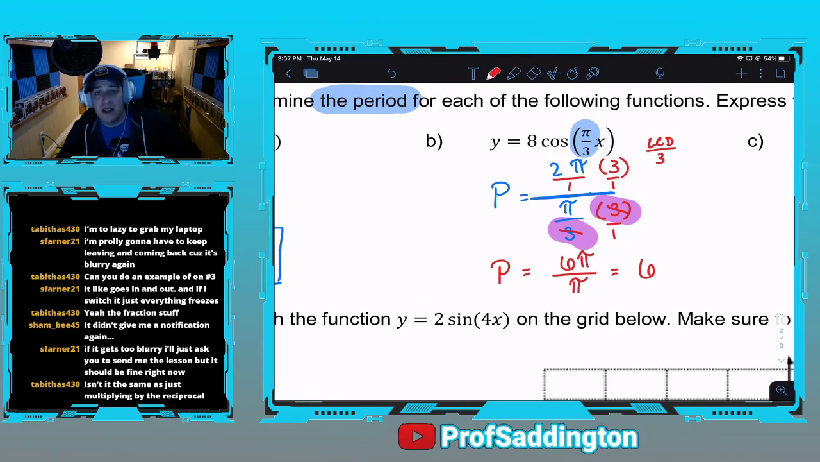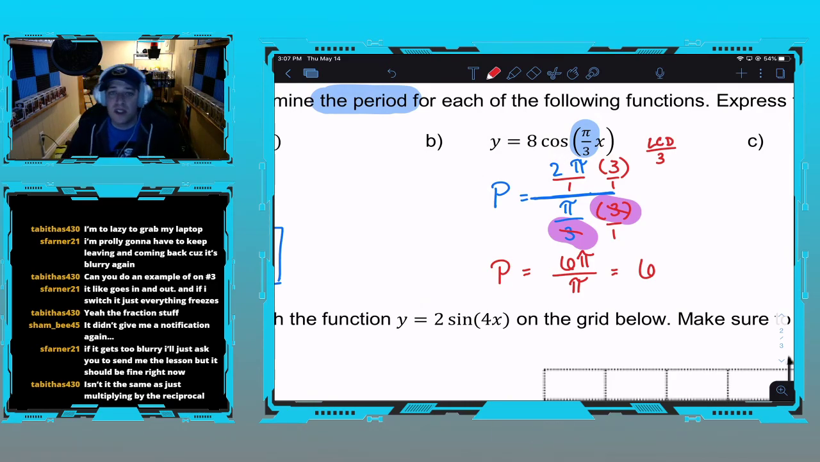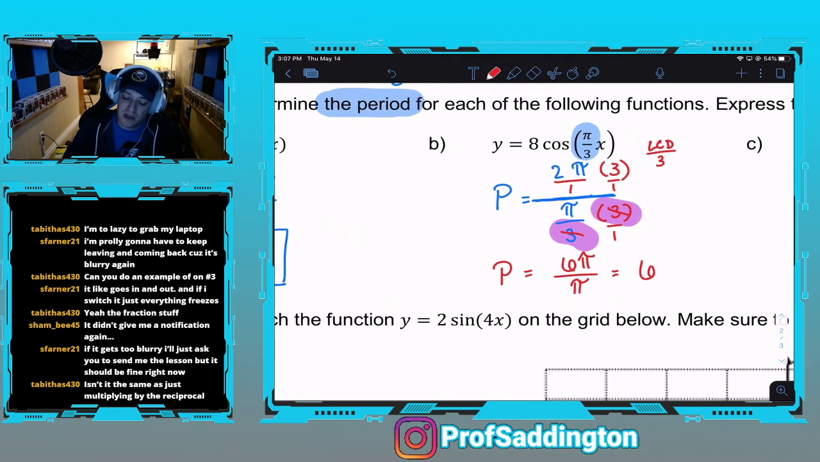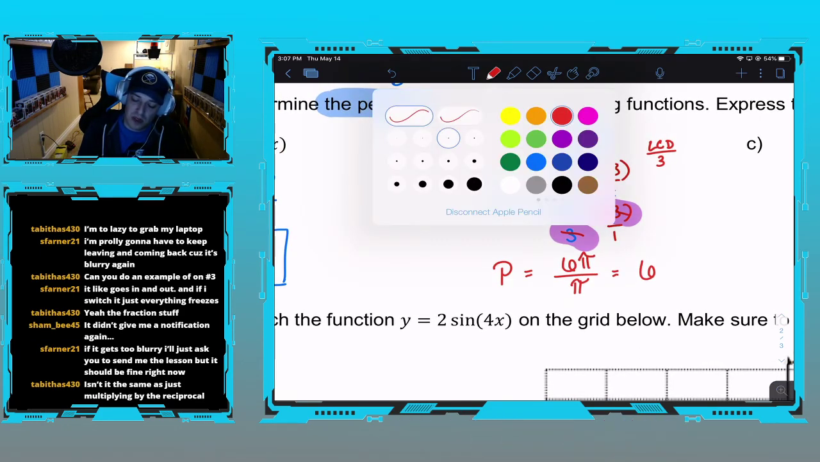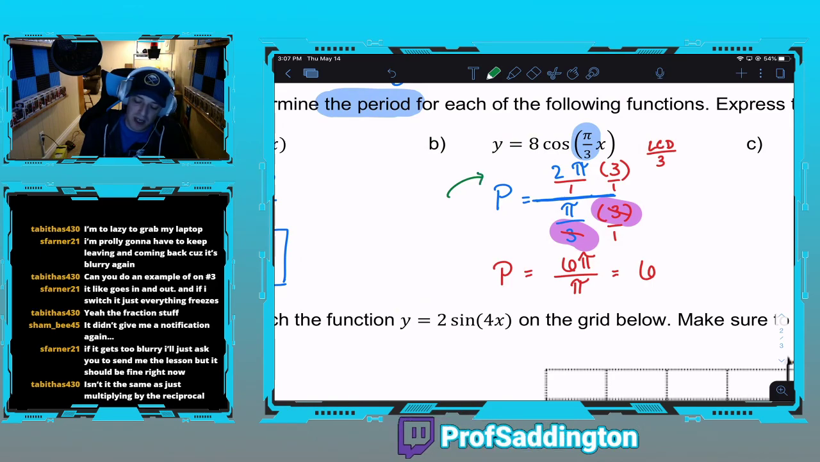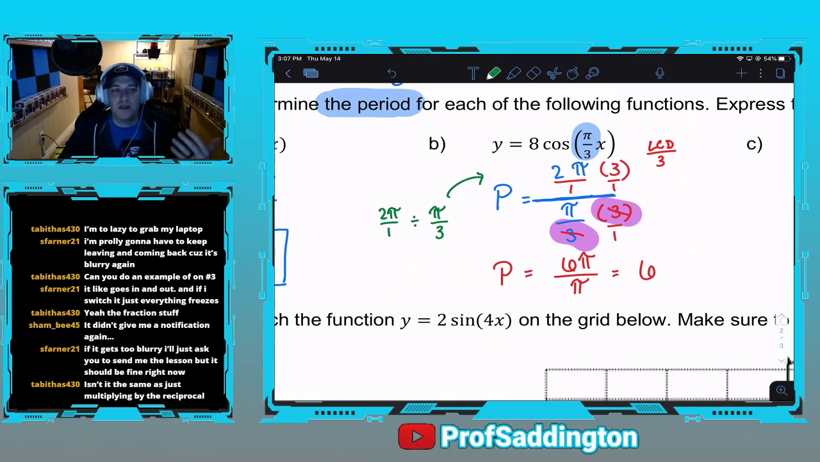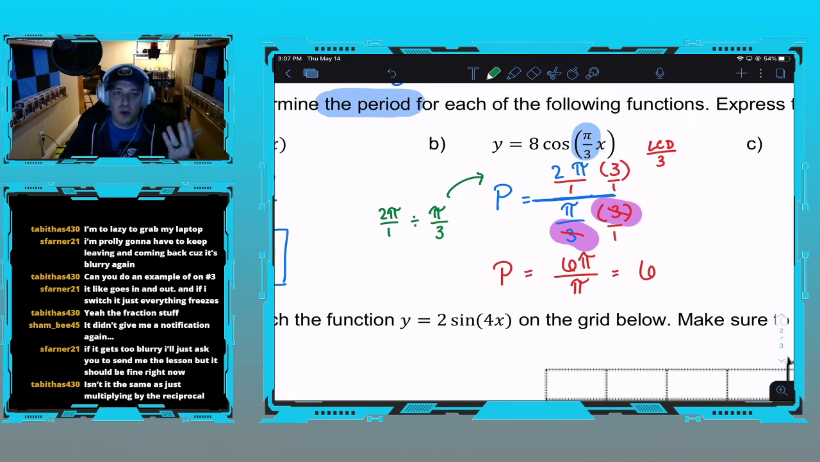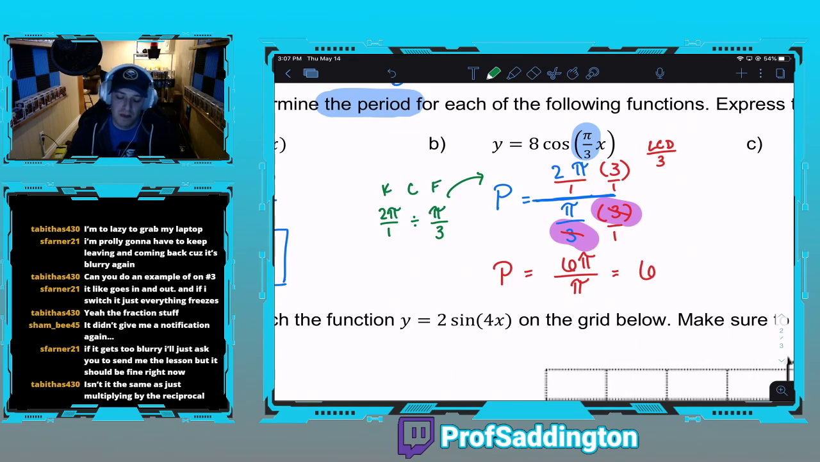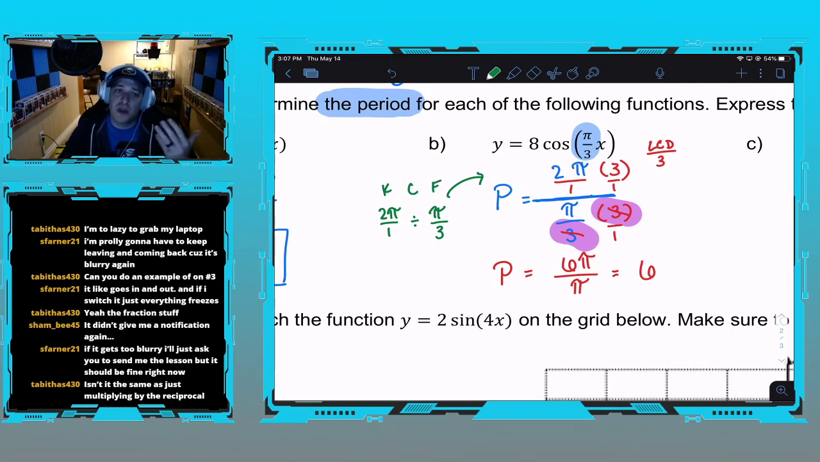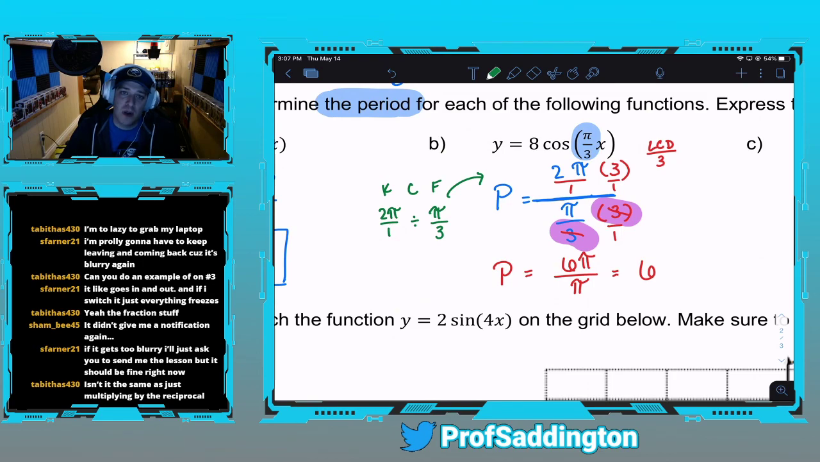So yes, Tabitha, this is really just multiplying by a reciprocal because what it's actually saying, this is just a fancy way of saying 2 pi over 1 divided by pi over 3. It was just a fancy way of showing that. And we're multiplying by the reciprocal because we learn when we multiply with fractions, we use that trick, keep, change, flip. So if you prefer doing it the keep, change, flip way, you can do it that way.